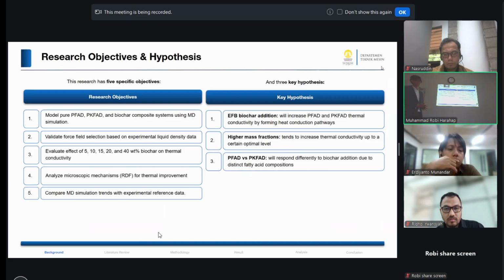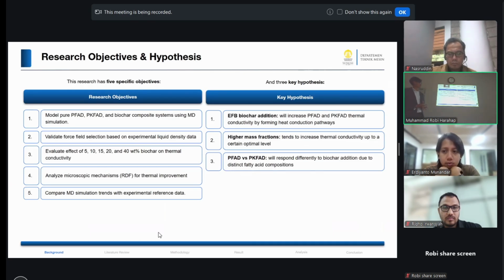Now for the research objectives, we're going to make it quick. I'm going to try and model PFAD and also PKFAD, also biochar composite, using MD simulations. I'm trying to validate which force field I should use with respect to density. And then I'm trying to evaluate adding biochar by a fraction of 5, 10, 15, 20 to 40. And then I'm going to analyze microscopic mechanisms using radial distribution function for thermal improvement, and compare the experimental data to my simulation data.